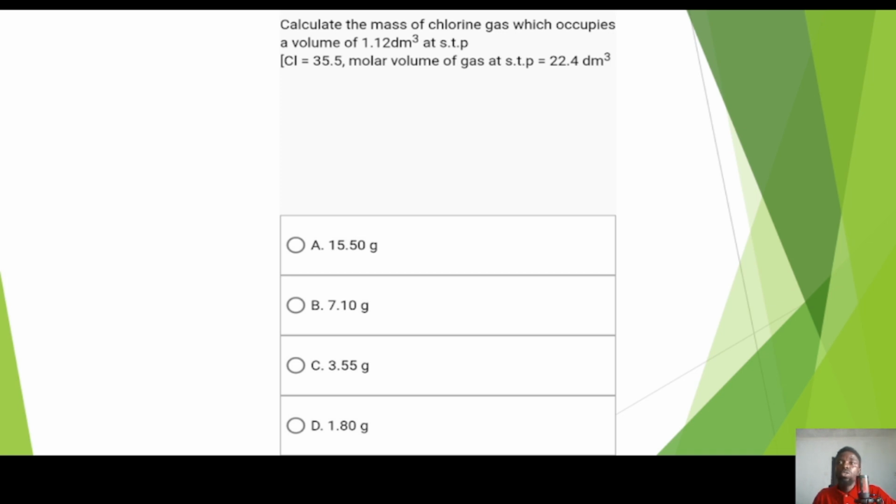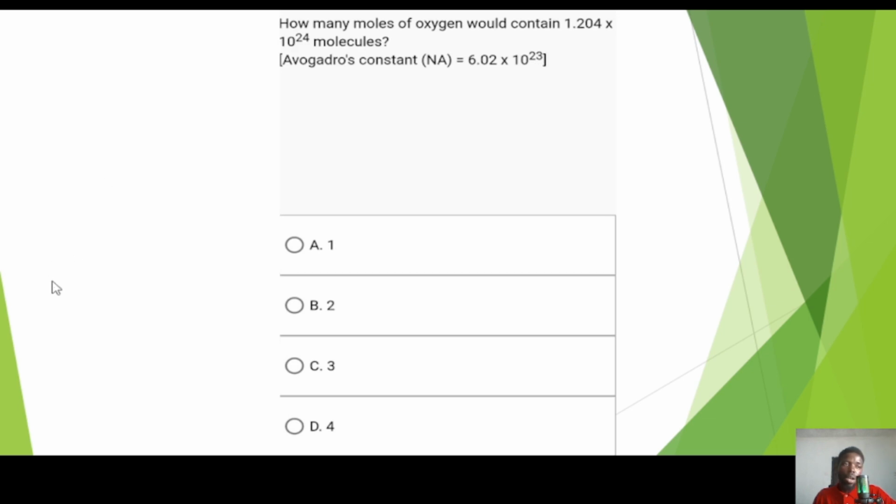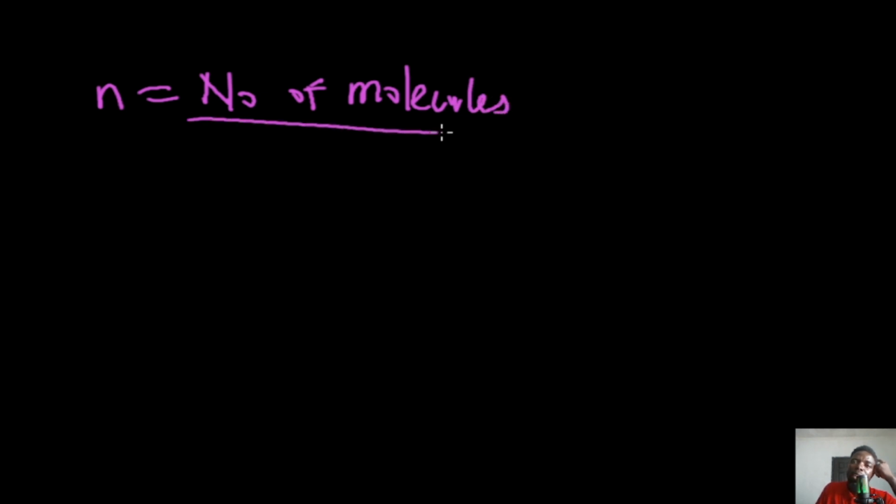Okay, so this is the question. This is the question we are asked to solve. Yeah, so let's get to that. As stated earlier on, the formula we are going to be using is number of moles equals number of molecules divided by 6.02 times 10 raised to the power 23.